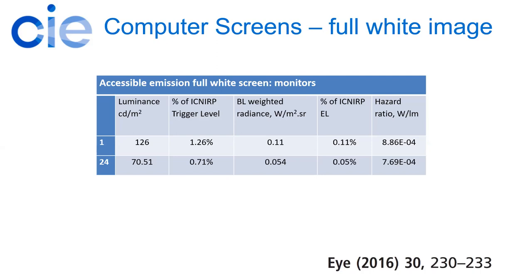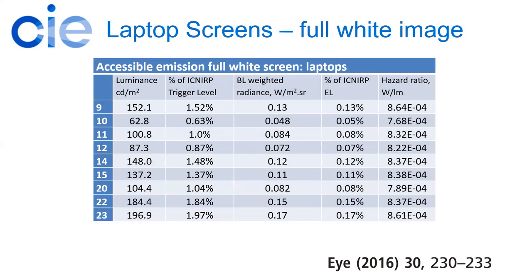If you stared at it all day at roughly 30 centimeters from the screen, which again is rather closer than most people would look. If we look at laptop screens, so we've got a full white image on the laptop screen, again, we're well below 1% of the blue light exposure limit. So even if you are right up against the screen all day long, for whatever reason, you're never going to exceed the blue light hazard.